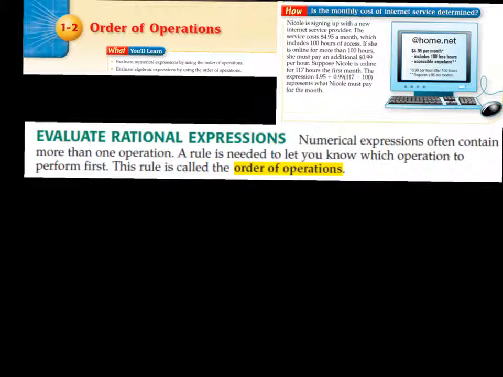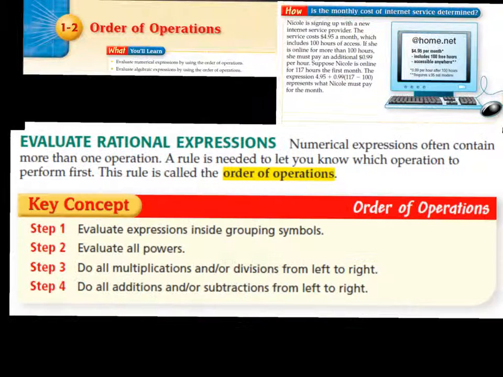Numerical expressions often contain more than one operation. A rule is needed to let you know which operation to perform first. This rule is called order of operations. First step, we need to evaluate the expressions inside the grouping symbols, which are usually parentheses or braces or brackets. Evaluate all powers, those are exponents.